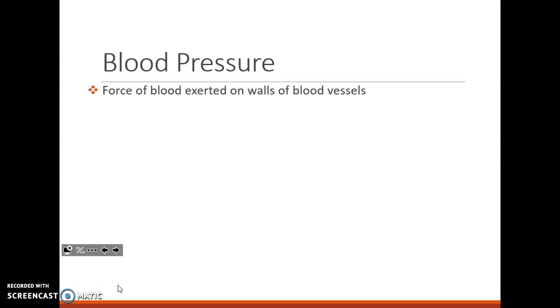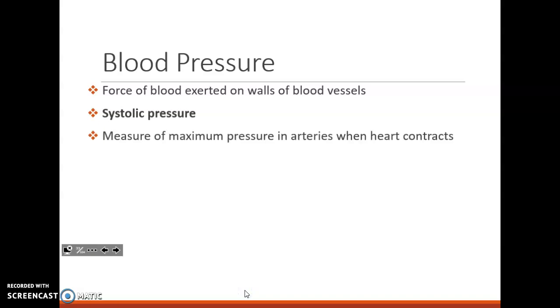All right, let's talk a little bit more about blood pressure. That is the force of blood exerted on the walls of the blood vessels. So it's literally the pressure of the blood on the walls of the blood vessels. And we're going to talk about systole, or systolic pressure. It's the measure of the maximum pressure in arteries when the heart contracts. That's going to be the big number, and whenever they give you a blood pressure, it's going to be the one on top. So let's say you go and get your blood pressure taken at the clinic, and it is 120/80. So 120 is the systolic pressure. It is the maximum pressure.